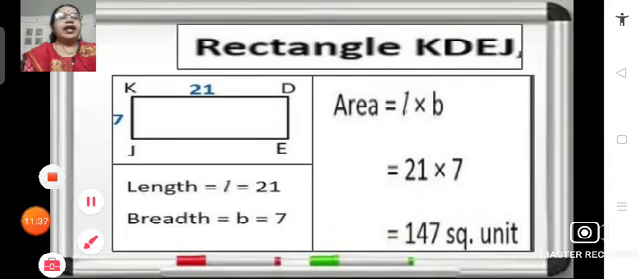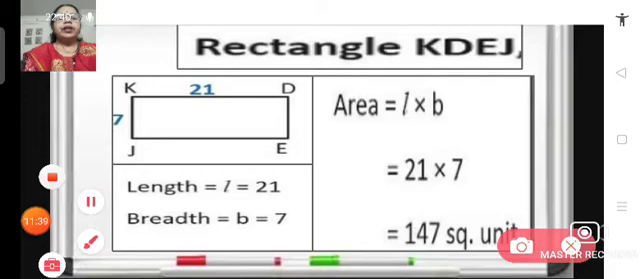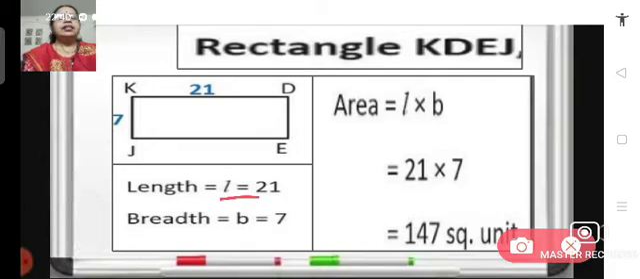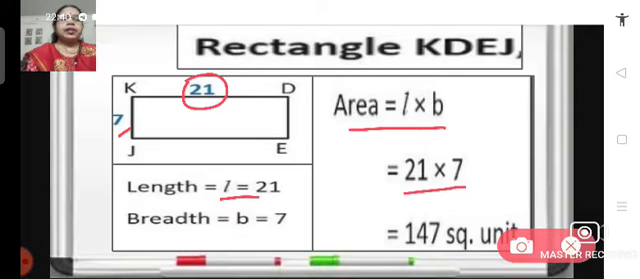Now we have rectangle KDEJ. In this, the length KD is 21 centimeter, and what is the breadth? Breadth is 7 centimeter. So what will be its area? Since it's a rectangle, area will be length into breadth, that means 21 multiplied by 7. So 147 square centimeter will be the area of the rectangle KDEJ.